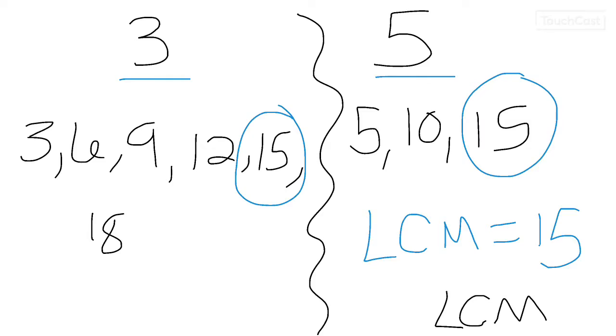All right, let's try another one. Now, this would be a great time for you to pause the video after I say the problem and see if you can work it on your own. Let's try the least common multiple of 7 and 6. So go ahead and pause, see if you can do it on your own, and then you can play it and see how you did.